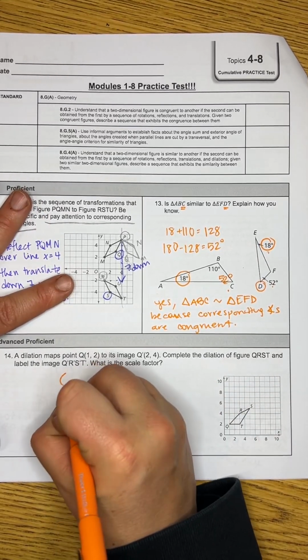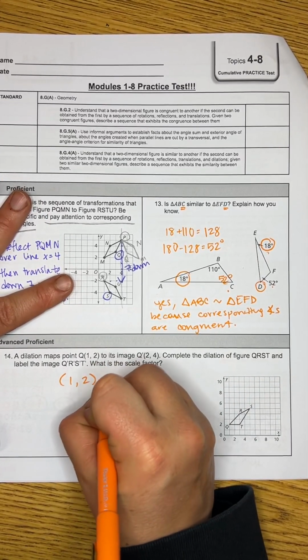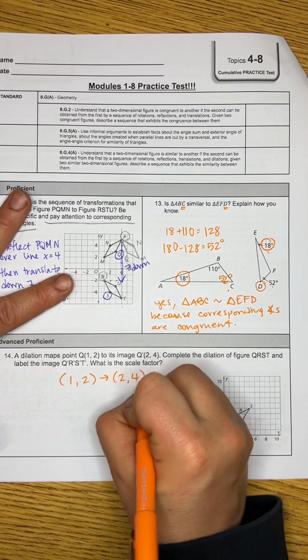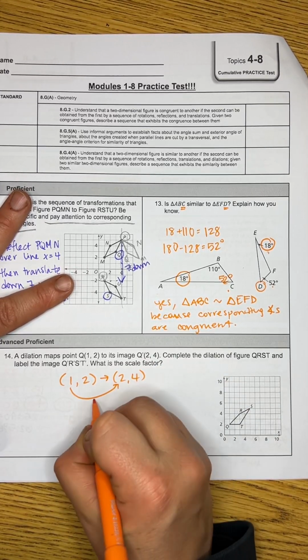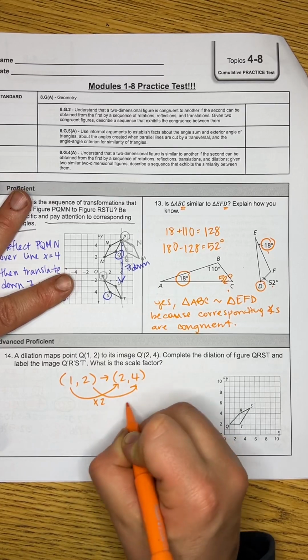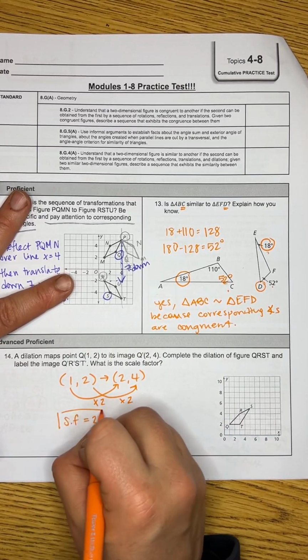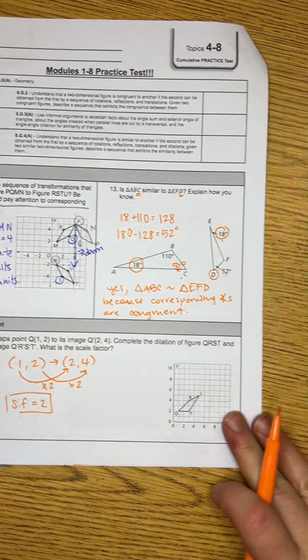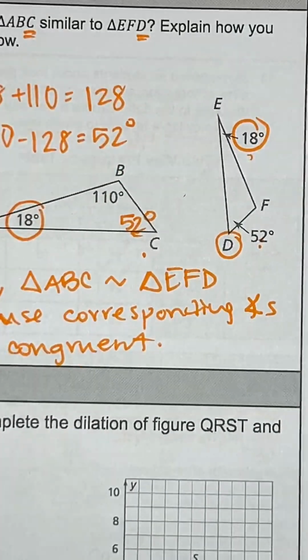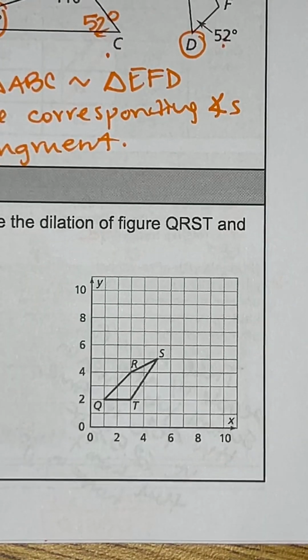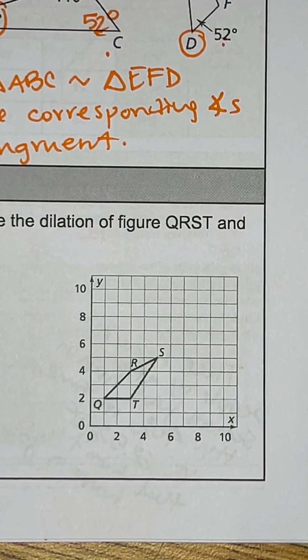So if we're looking at just the points (1, 2) becoming (2, 4), we can see that each one of these points is being multiplied by 2. So our scale factor is 2. So we can start off right there with that. Now I'm going to zoom in so we can see this figure and how it gets bigger.